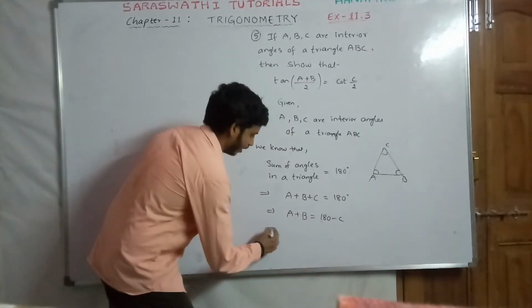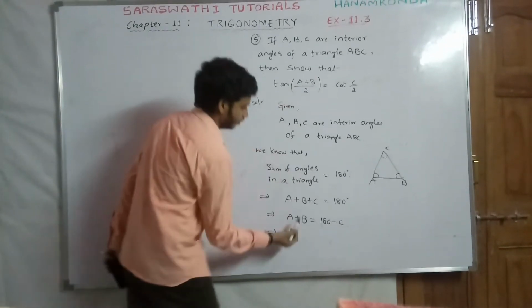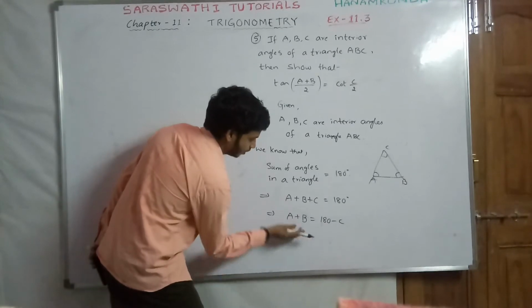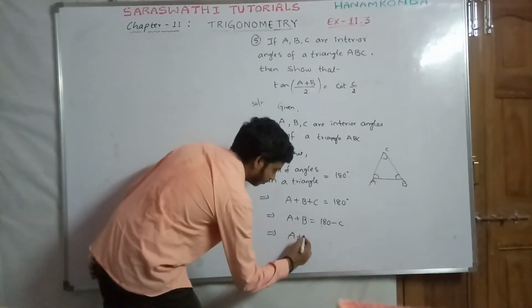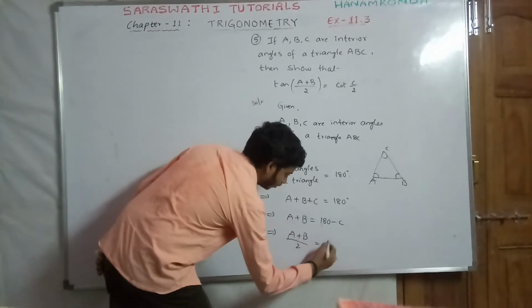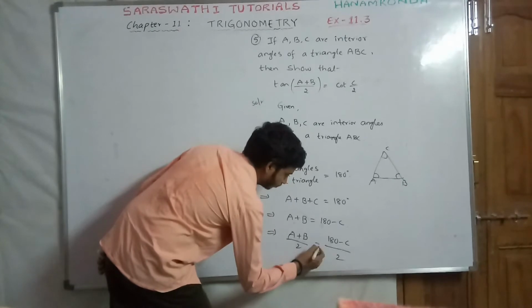Okay, so now divide both sides by 2. Since in the proof it is required to show tan of (A plus B) by 2, we have to get (A plus B) by 2 on the left side. That means divide both sides by 2. So (A plus B) by 2 equals (180 minus C) by 2.